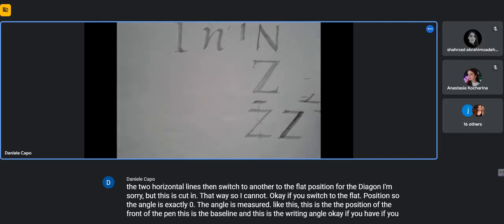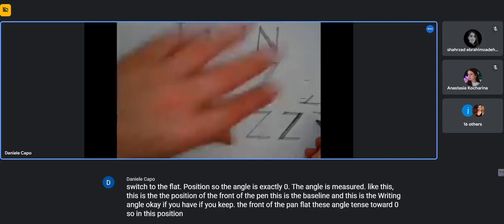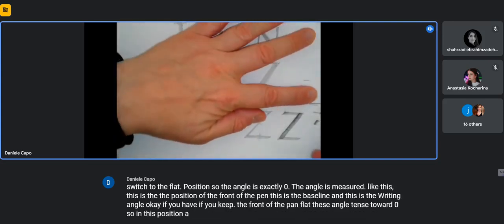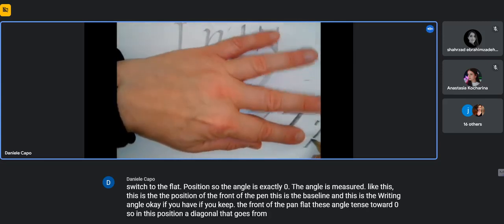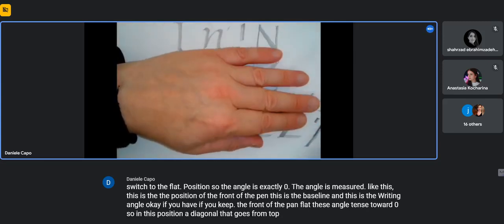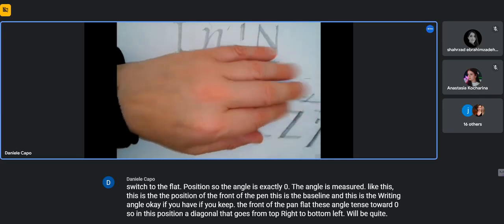If you keep the front of the pen flat, this angle tends toward 0. So in this position, a diagonal that goes from top right to bottom left will be quite thick.